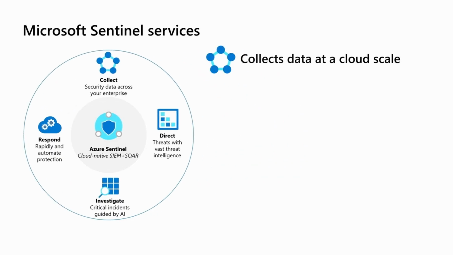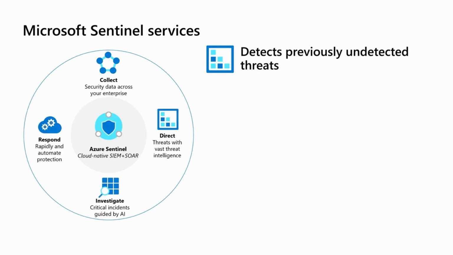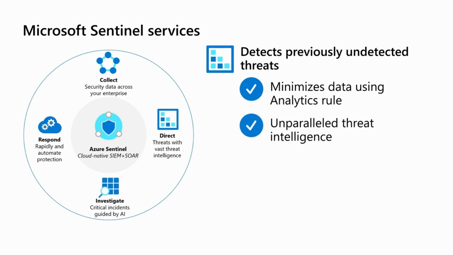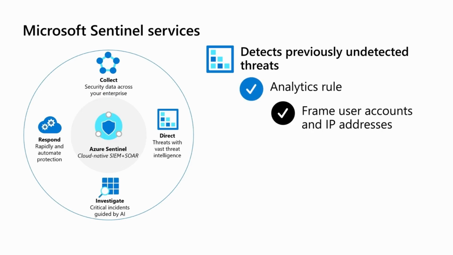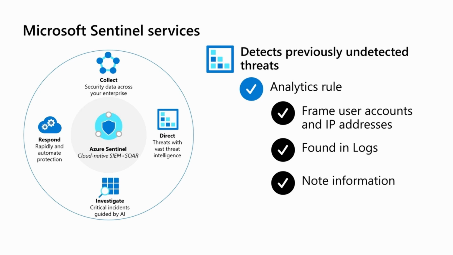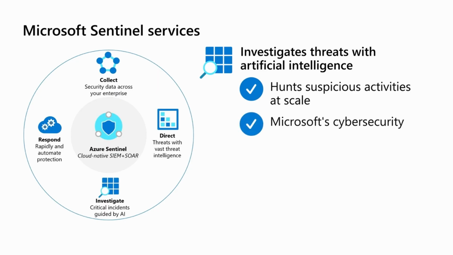What are the services that Microsoft Sentinel does provide? It helps to collect data at a cloud scale across all users, devices, applications, and infrastructure, both on-premises and in multiple clouds. Moreover, it detects previously undetected threats and minimizes them using analytics rules and unparalleled threat intelligence. The analytics rule frames user accounts and IP addresses found in the logs as trackable entities, notes information, and packets for further investigation. It also investigates threats with artificial intelligence and hunts for suspicious activities at scale, tapping into years of cybersecurity work at Microsoft.